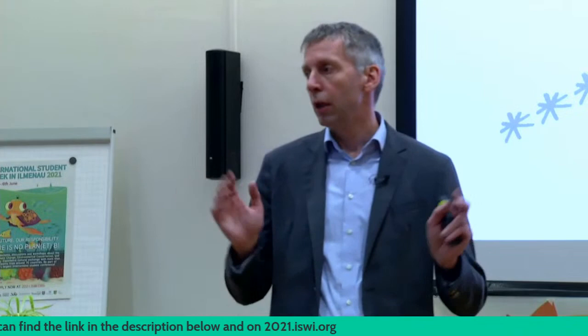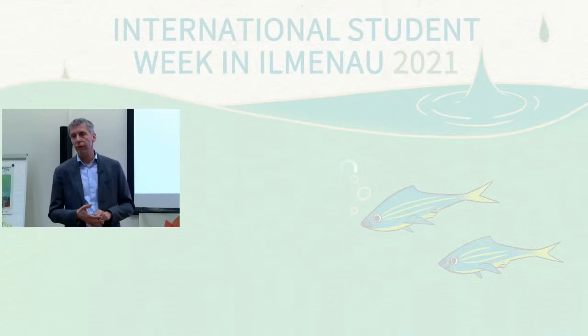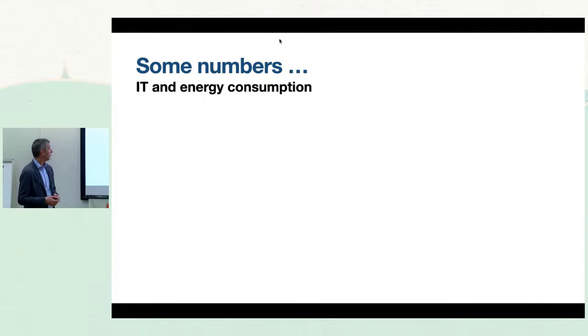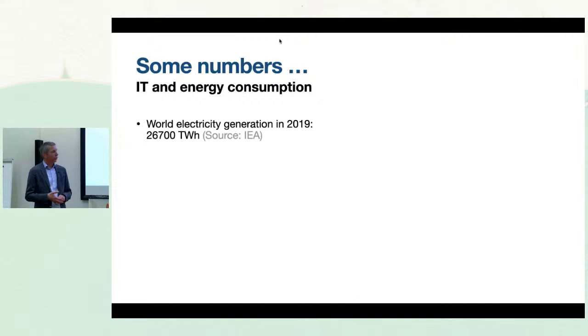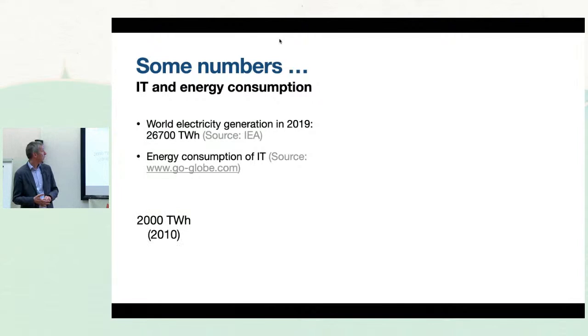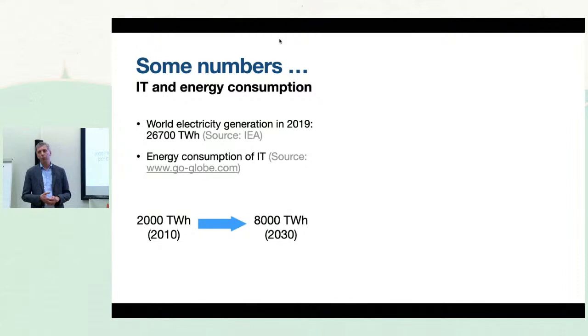So sorry for that. Okay, let's talk a little bit about energy consumption, and I would like to give you a few numbers which tell you how it works. Currently, the world electricity generation in 2019 was 26,000 terawatt hours. So that's just a number, it says nothing to you, but if we compare this with energy consumption of information technology, then I found a number from 2010, which is 2,000 terawatt hours. And the point is that over the next 10 years from now, we expect, or it's an estimation, that energy consumption of information technology will rise to 8,000 terawatt hours, which is then 21% of the global electricity consumption.